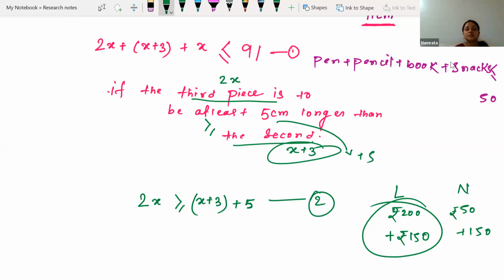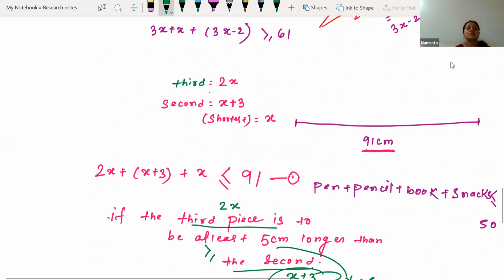So is it clear? First condition was the total length of the board was 91 centimeter. One is 2x, one is x plus 3, another is x. So I said when we add all of them, that will be either smaller than 91 or equals to 91, because in hand we have a 91 centimeter board only. So we can cut out smaller than 91 or we can use the total board, that is 91. That is the first equation.